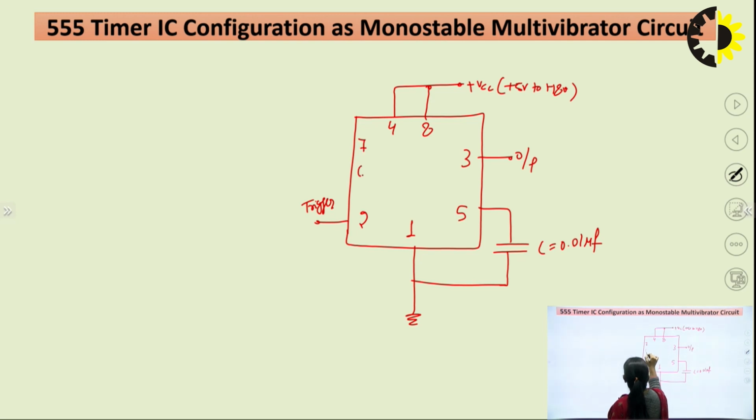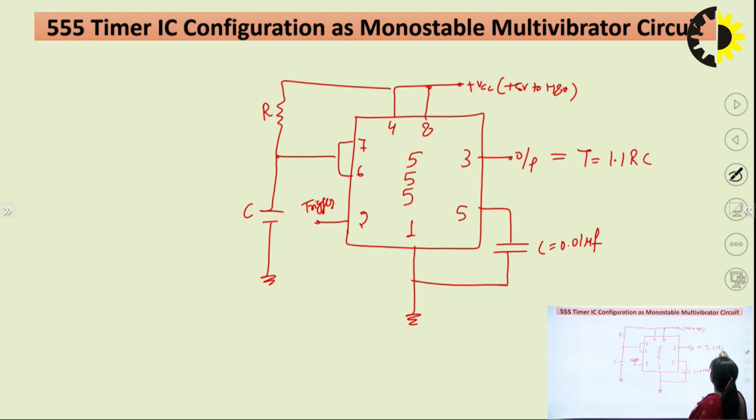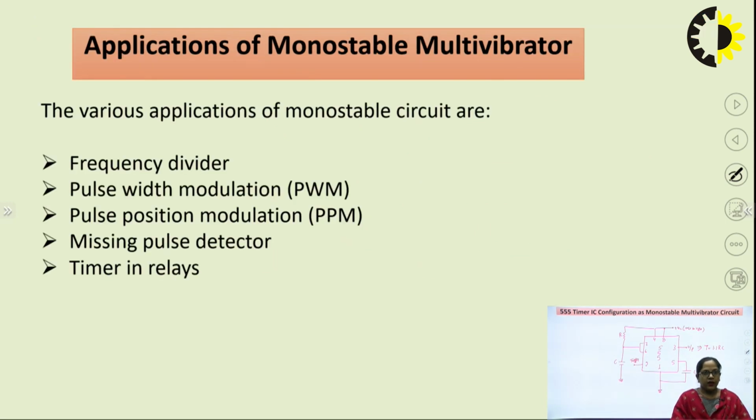At pin number 7 and 6, these two pins are shorted, and further they are connected to an external resistor and a capacitor, R and C. These are the two external components with the help of which we can design this 555 timer IC in monostable mode for a desired pulse duration, that is equal to 1.1 times RC. So this will be the pin configuration of the monostable circuit, the 555 timer IC pin configuration.